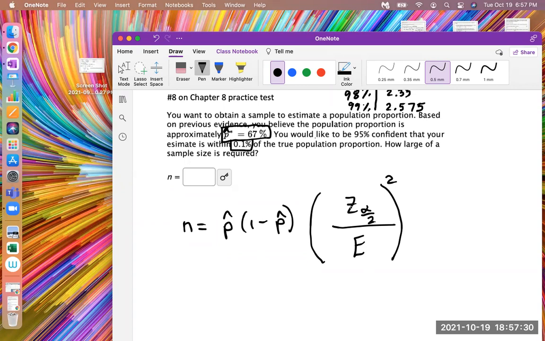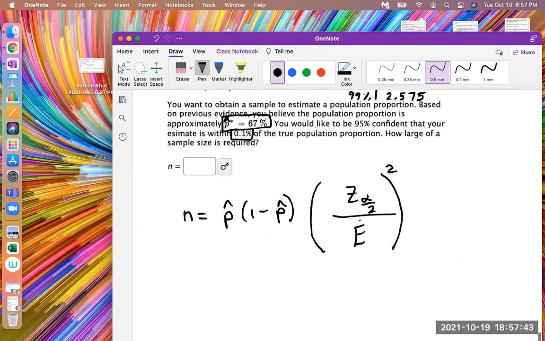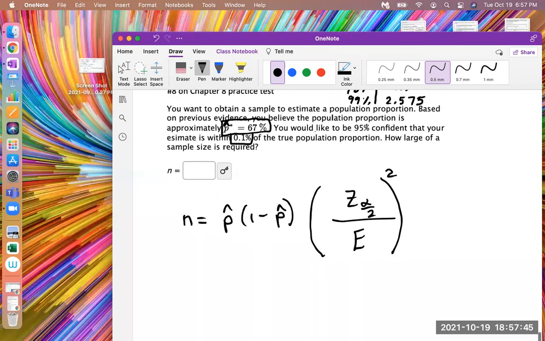that's actually really hard to find, is the z alpha over 2. I'm going to show you how to find it, and I'm also going to give you a shortcut to find it. But what is z alpha? Okay, let's write this down. If we have a 95% confidence interval, alpha is the leftovers.